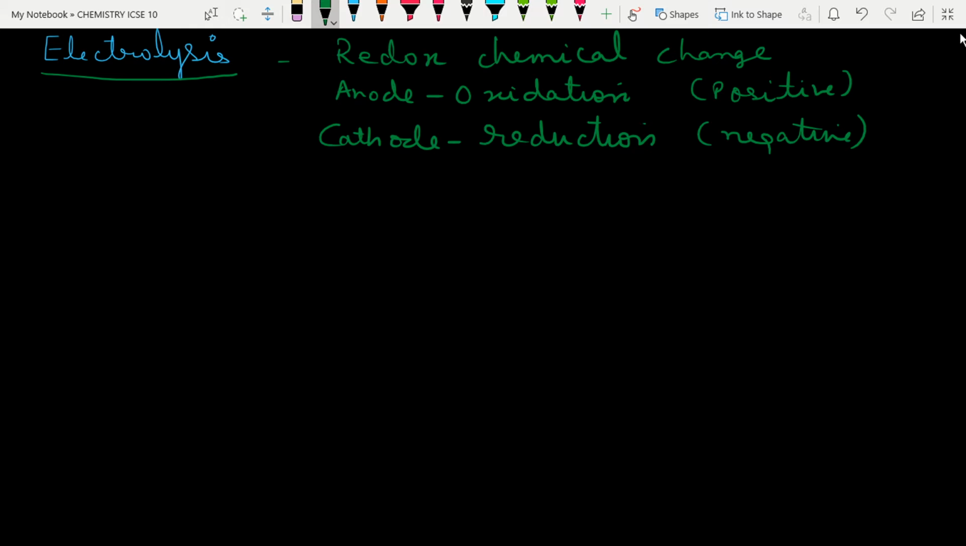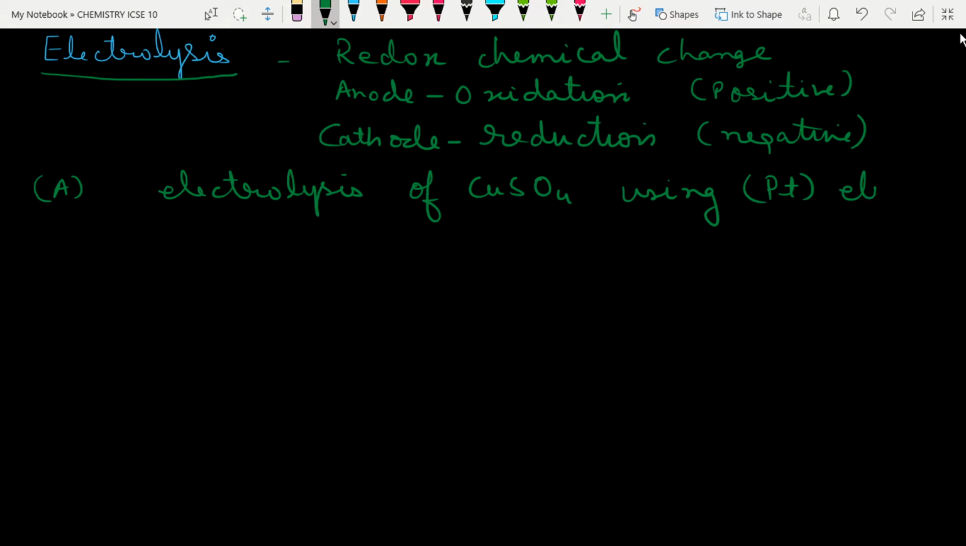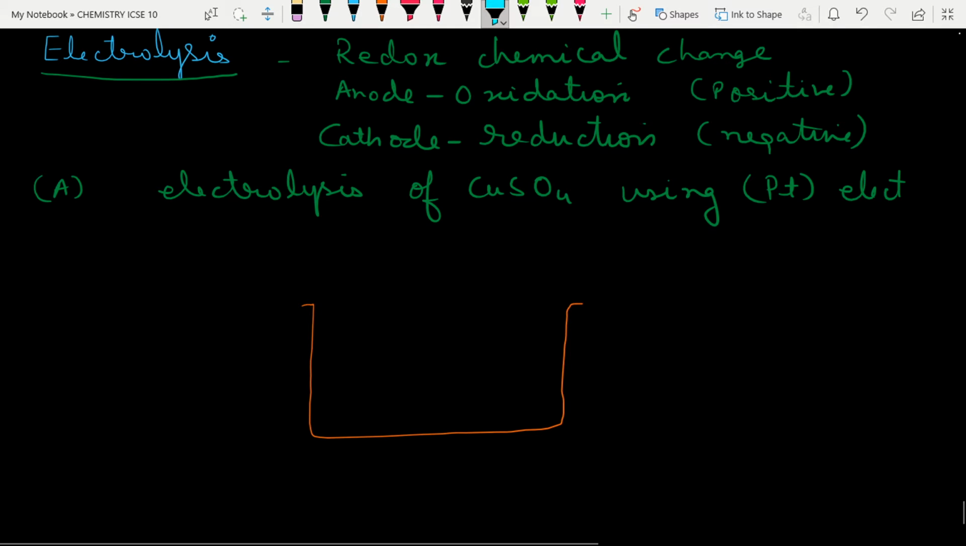and in part A of this lecture today we will be doing electrolysis of copper sulfate using platinum electrodes. Now this copper sulfate, let us take a container. Say I have taken a container here, and this container is filled with copper sulfate solution.